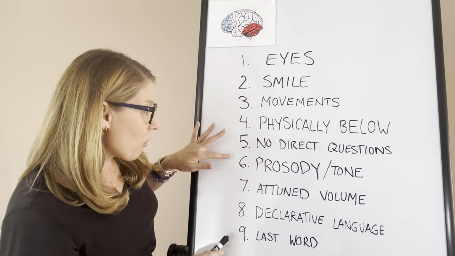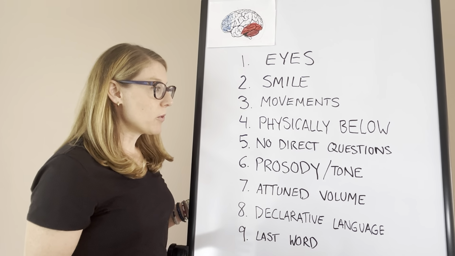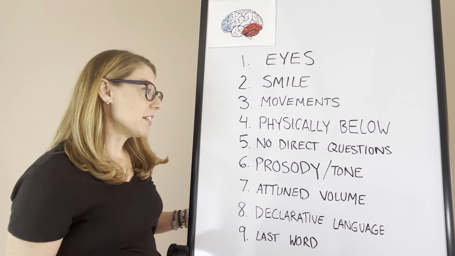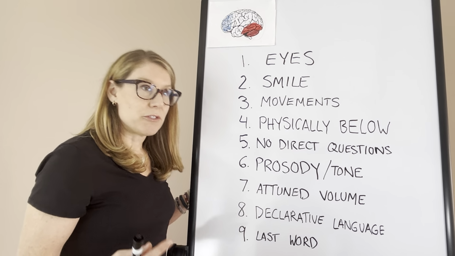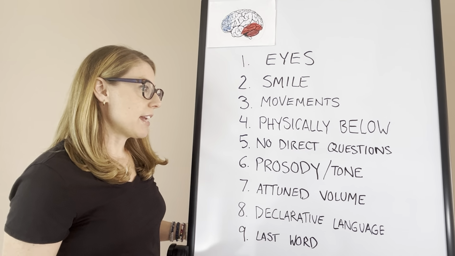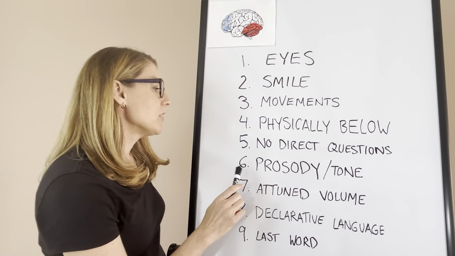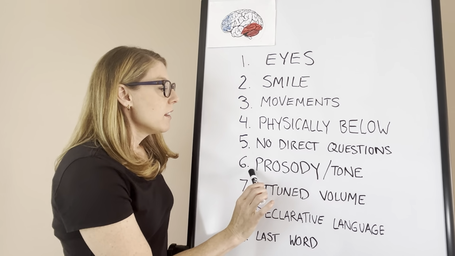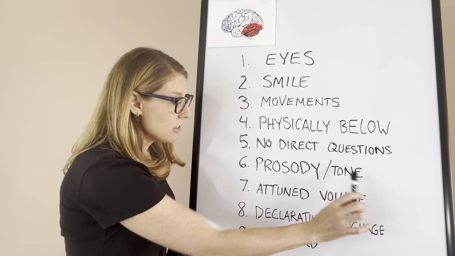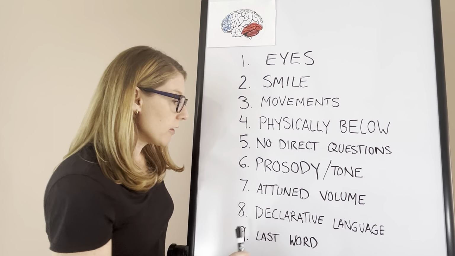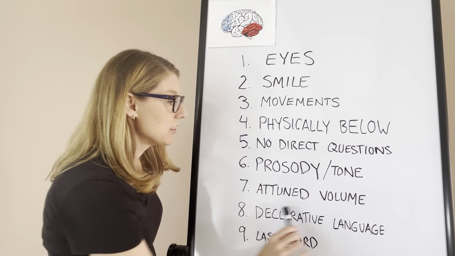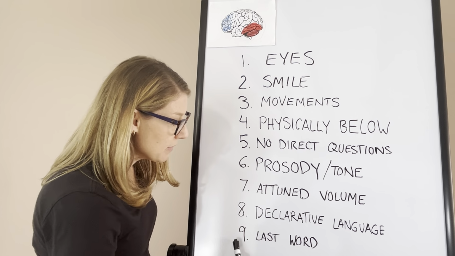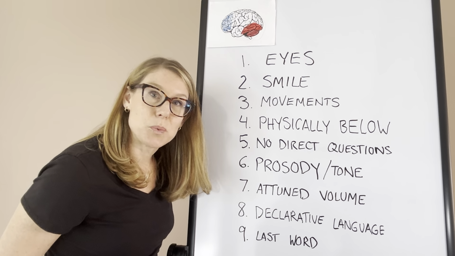The next 4 do involve spoken language, but we can also adjust them using the way in which we're making verbalizations, and they don't necessarily have to be words, okay? So especially the first 2, including prosody and tone, attuned volume, and then the last 2 are more spoken language, which is declarative language, and letting them have the last word.